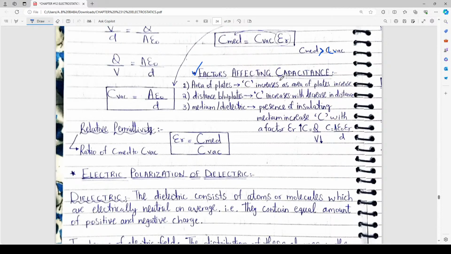Looking at the factors that affect the capacitance, number 1, area of plates. C increases as the area of plates increases. Distance between the plates: C increases with the decrease in the distance. Medium or dielectric: presence of an insulating material medium increases C by a factor of epsilon R. If C increases, V decreases. C is equal to A epsilon naught epsilon R, which is relative permittivity, upon D. Relative permittivity is the ratio of two capacitances, which is capacitance of medium and capacitance in vacuum.